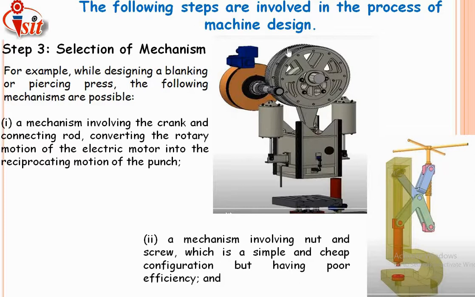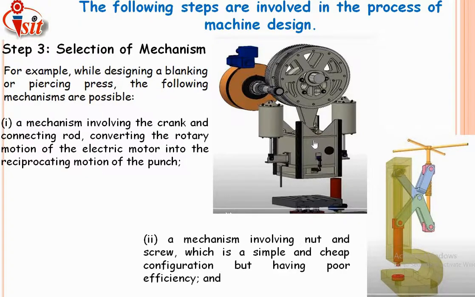So while designing a piercing machine, say piercing press or blanking press, this is the machine component that we have to design. Then we have to select this mechanism. Means transfer of motions. How elements will have motion with respect to each other. How the elements will move with respect to each other. That is the selection of the mechanism.